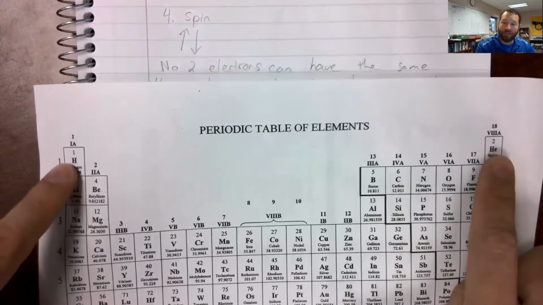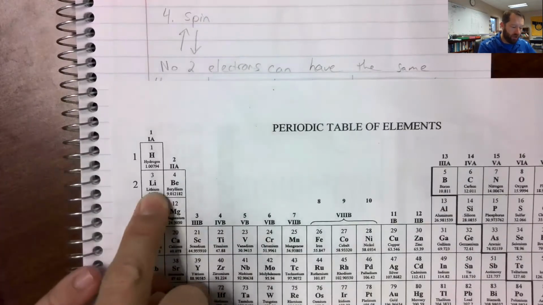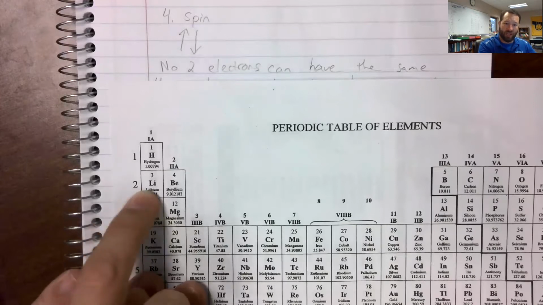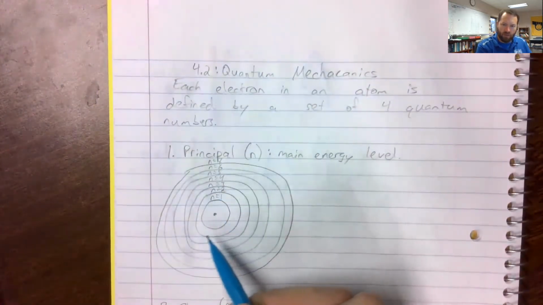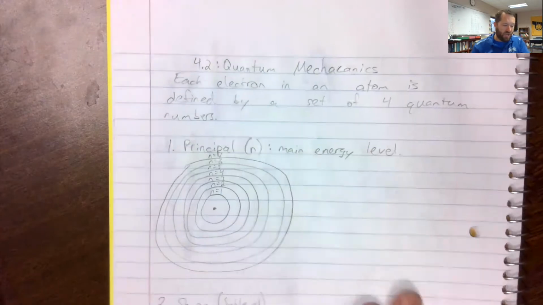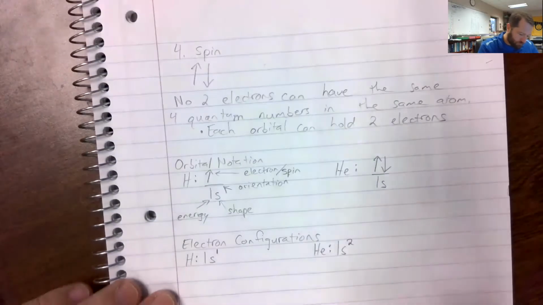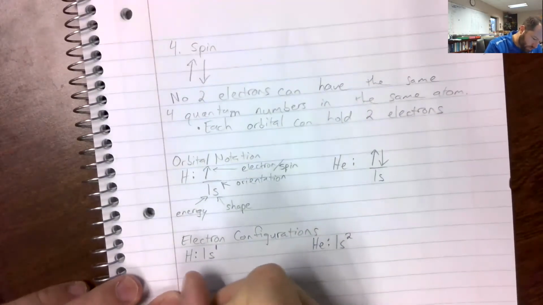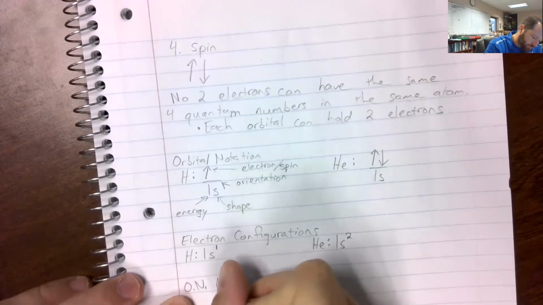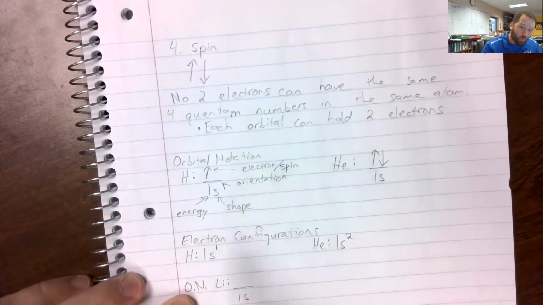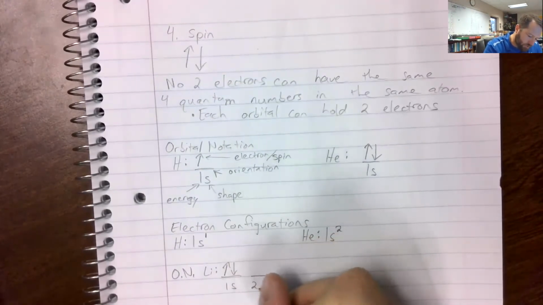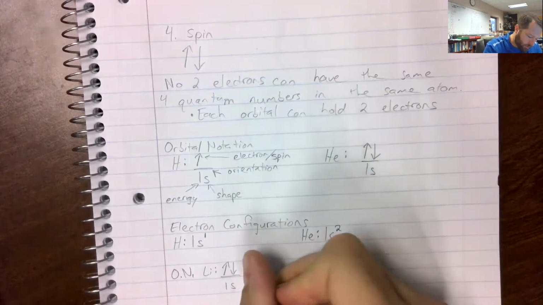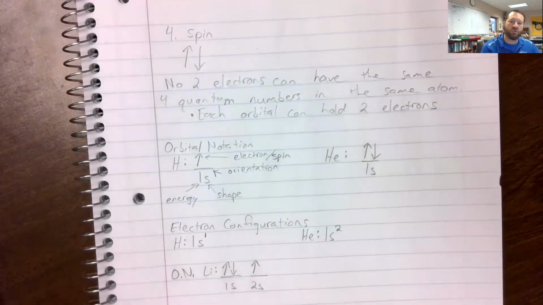Once we're done with the 1s, we filled that up, we move on to lithium, second energy level. So again, that 2 tells us we've filled up the 1, and now we're moving to the 2, the second energy level up. So we'll take a look at the orbital notation for lithium. 1s, again, he's got both of his electrons up, down. Then move to the 2s. Lithium has a total of 3 electrons, so there's his third electron.